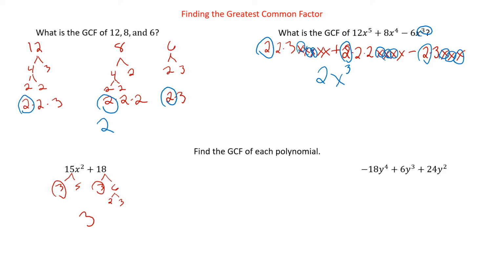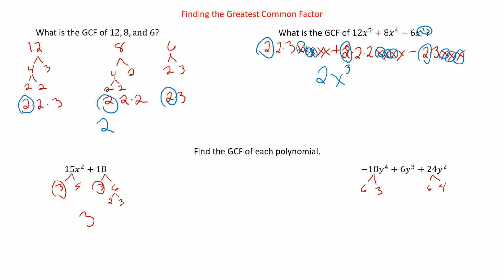Over here, we have 18, which is 6 times 3. Notice we don't care about the negative right now. 6 is 6 times 1. 24 is 6 times 4. Notice how they all have 6. 6 is going to be the greatest common factor here.